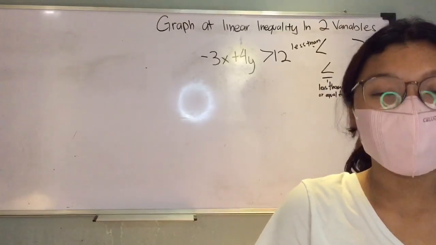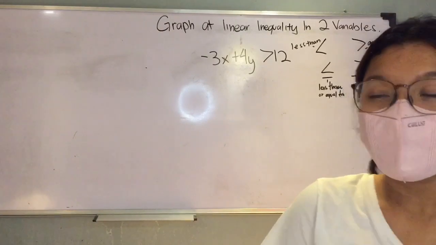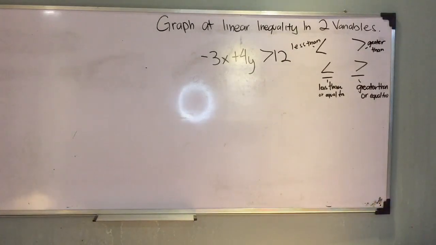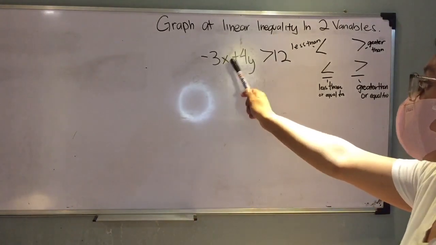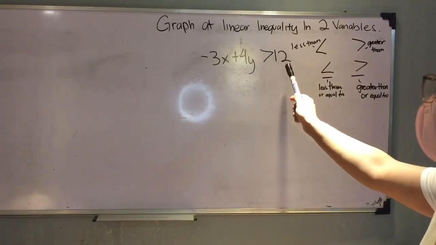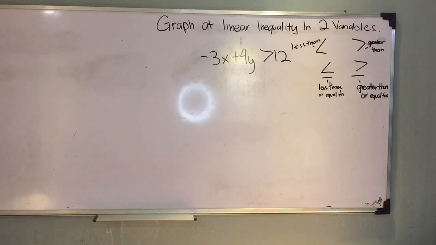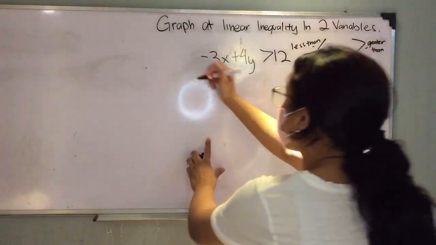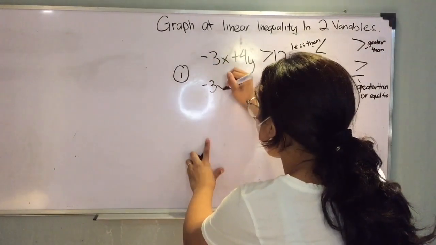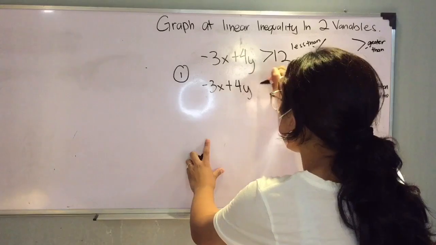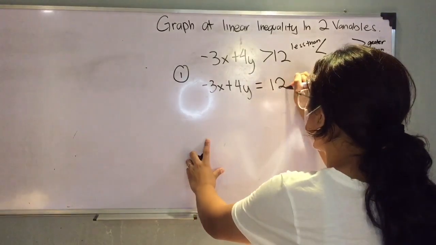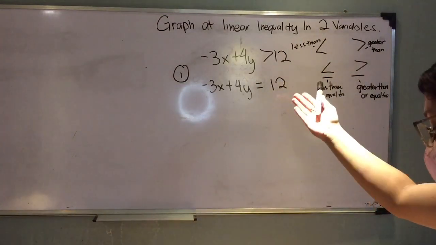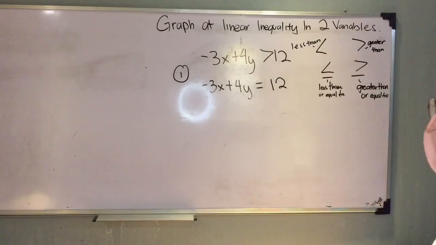Since I have already discussed the difference between linear inequality and linear equation, I'll now be discussing graphing linear inequality in two variables. So our problem here is negative 3x plus 4y is greater than 12. Our first step is to rewrite. Instead of greater than, we will change our sign to equal. So let's rewrite: negative 3x plus 4y equals 12. Then after rewriting, the next thing is to solve for our x and y intercepts.